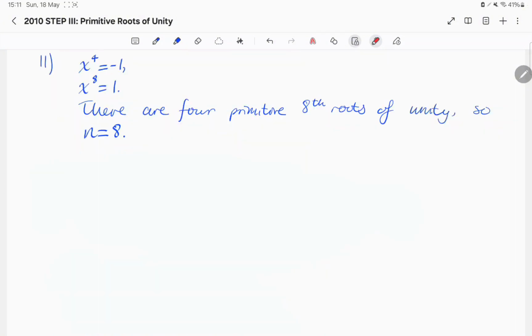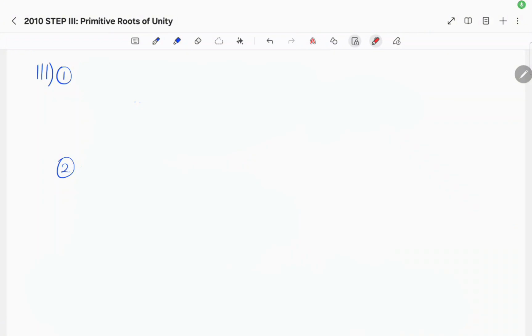Now we'll move on to part 2. Here we have x to the 4 is equal to -1, and therefore x to the 8 is equal to 1. There are, in fact, 4 primitive eighth roots of unity, and therefore we have n equals 8. Now we can move on to part 3.